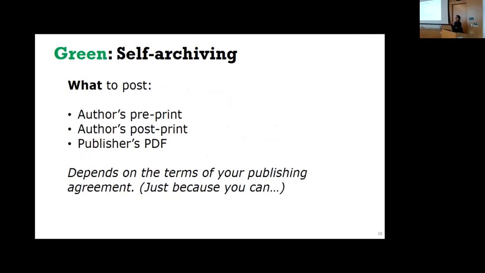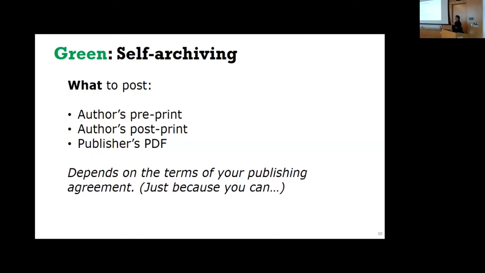As you proceed through the review process, you'll have a bunch of different versions of your paper, and different versions are allowable for posting by different publishers under different circumstances. So of course, the best case scenario is that you could post the publisher's PDF at some point. That's kind of rare if it's not an open access journal, but that may be the case, or it may be the case after 6 or 12 months.